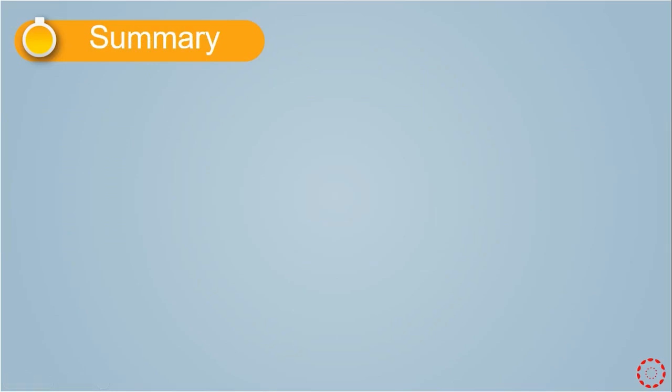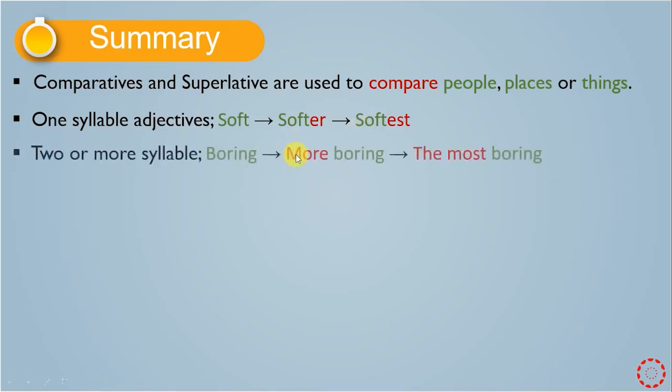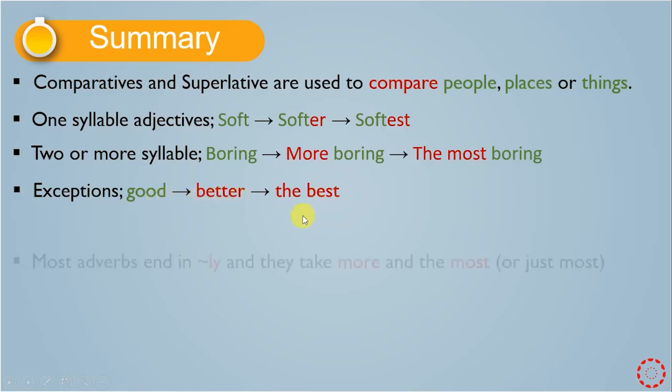The summary: what did we learn today? Comparatives and superlatives are used to compare people, places, or things. One-syllable adjectives take er, and for the superlative they take est. Soft became softer and softest. For two or more syllables, like boring, we add more and the most. We say more boring and the most boring. We have exceptions here, like good and bad. It means here we don't have a specific rule. Good became better and the best.